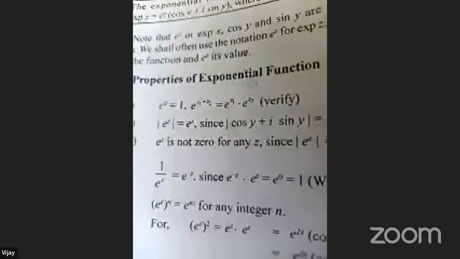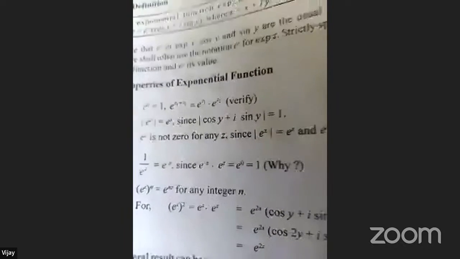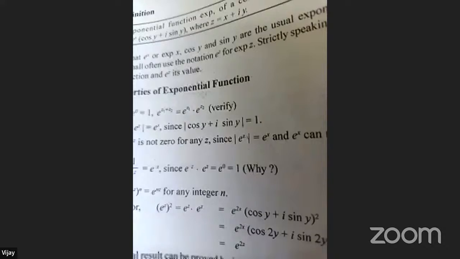I am telling you, e power 0 is equal to 1. e power z1 plus z2 we can write as e power z1 into e power z2. The modulus of e power z is equal to e power x. Therefore cos y plus i sin y is equal to 1. So e power z is not 0. Since e power z can never be 0. Why? Because 1 by e power z may be written as e power minus z. Am I correct or not?